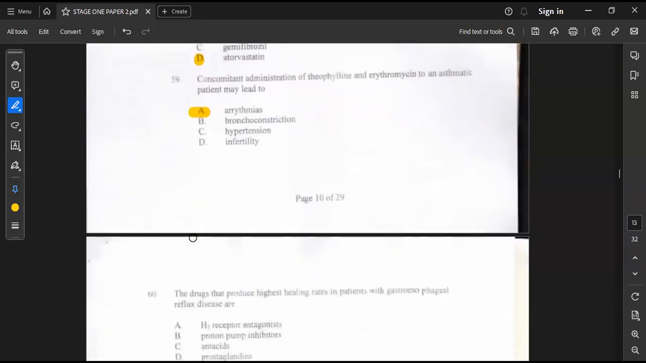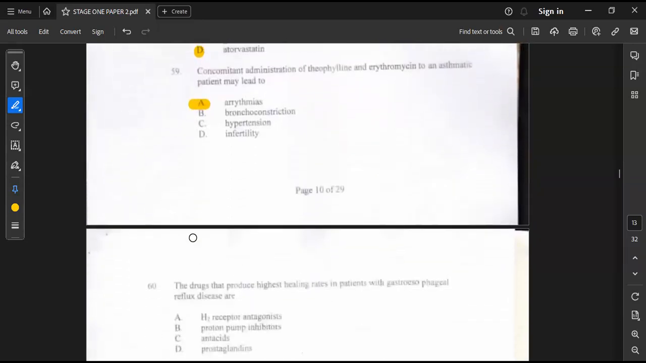Someone wrote theophylline as a narrow TI. What does TI mean? Therapeutic index. Oh, okay. So at all costs, the combination of the two should be avoided.